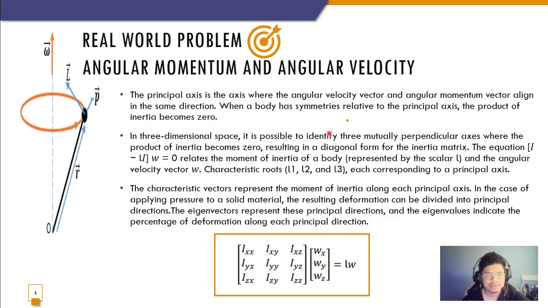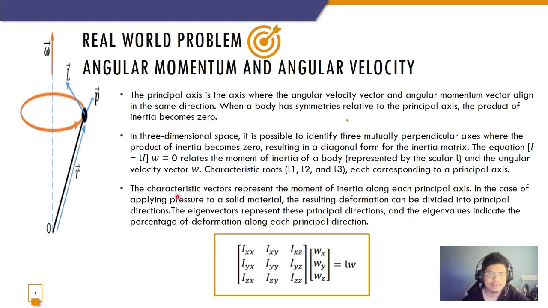The equation (I minus λI) ω equals 0 relates to the moment of inertia of the body, represented by the scalar λ and the angular velocity vector ω. Each corresponding principal axis, λ1, λ2 and λ3, will be inserted into this formula, and the eigenvector represents the moment of inertia along the principal axis.